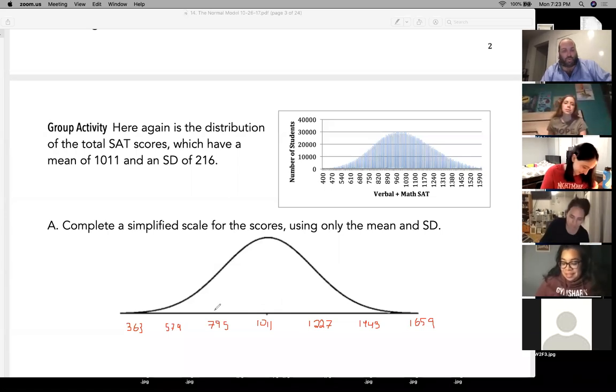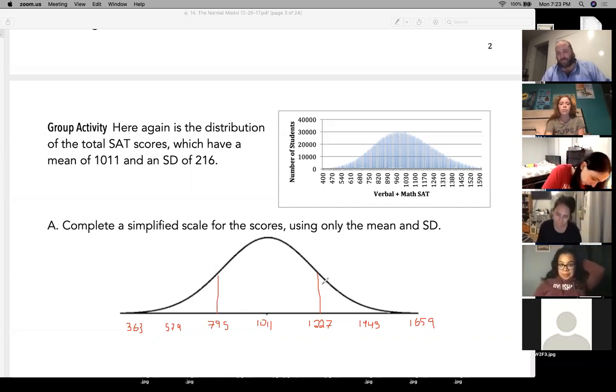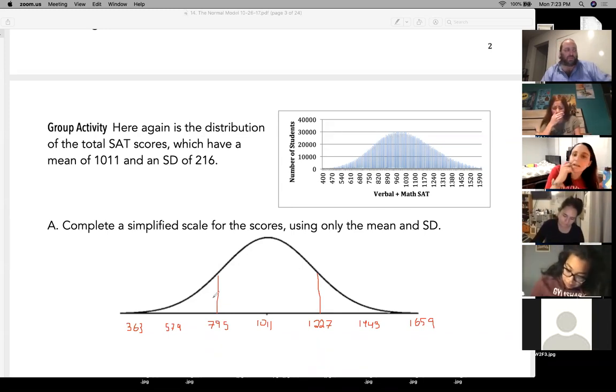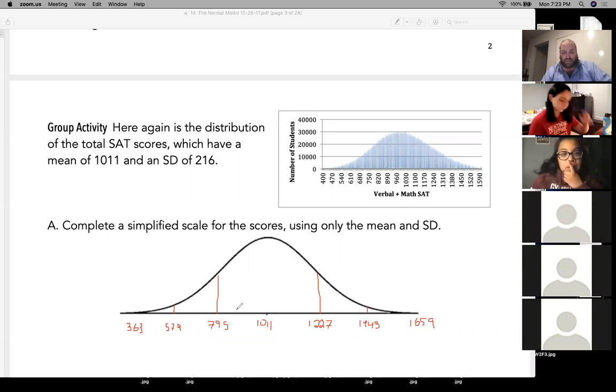Now, if I asked you what percent score between 795 and 1227, at least approximately, what would your answer be? What percent score between these two numbers? 68%. And if I said how many score between 579 and 1443? 95. And how many score between 363 and 1659? 99.7%, almost all.